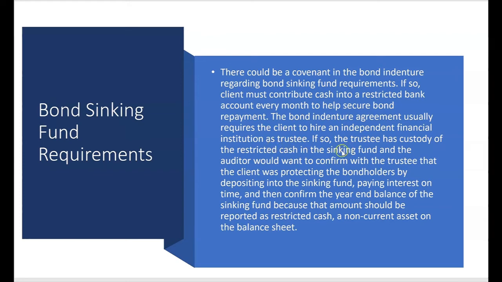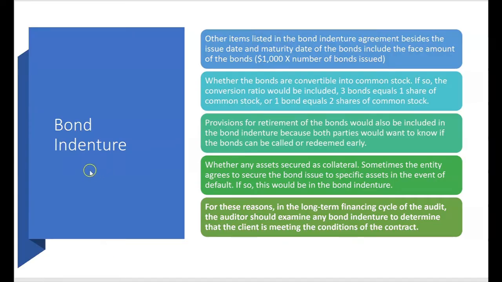If so, the trustee has custody of the restricted cash, the bond sinking fund, and the auditor would want to confirm with the trustee that the client was protecting the bondholders by depositing the right amounts into the sinking fund and paying interest on time to the bondholders, and then confirm the year-end balance of the sinking fund, because that amount is going to be reported as restricted cash, a non-current asset on the balance sheet.